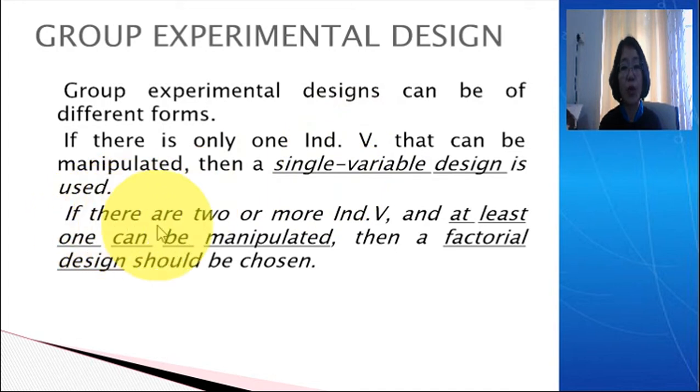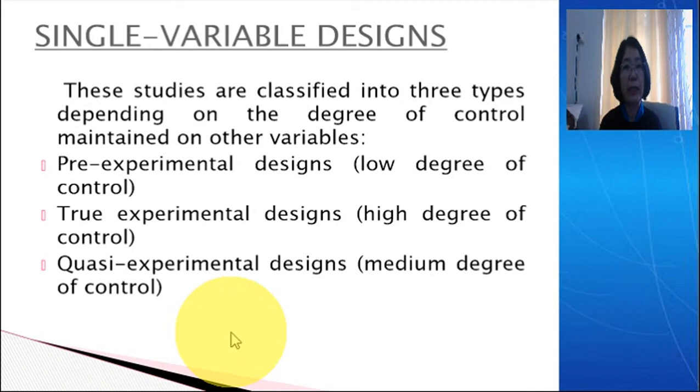However, if there are two or more independent variables and at least one independent variable is manipulated, then that is called a factorial design. So we have to be clear how many independent variables we will be manipulating or using as a treatment in our experimental research design. Let us say we selected single variable design. That means we have one variable which will be manipulated. And we have to keep in mind different other variables, intervening variables, which may affect our experimental research.